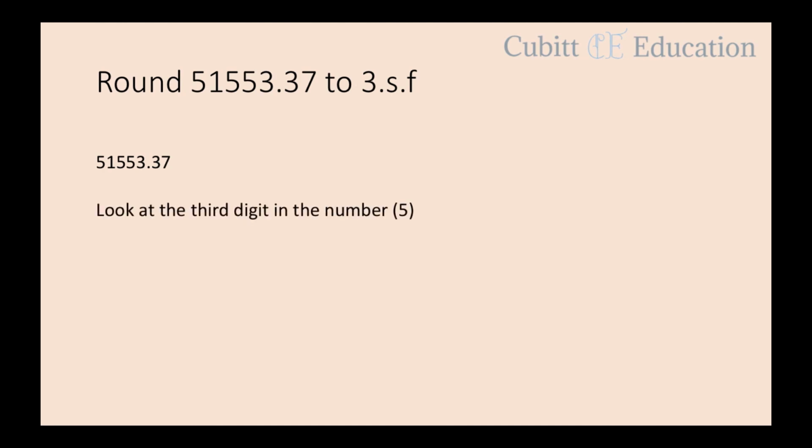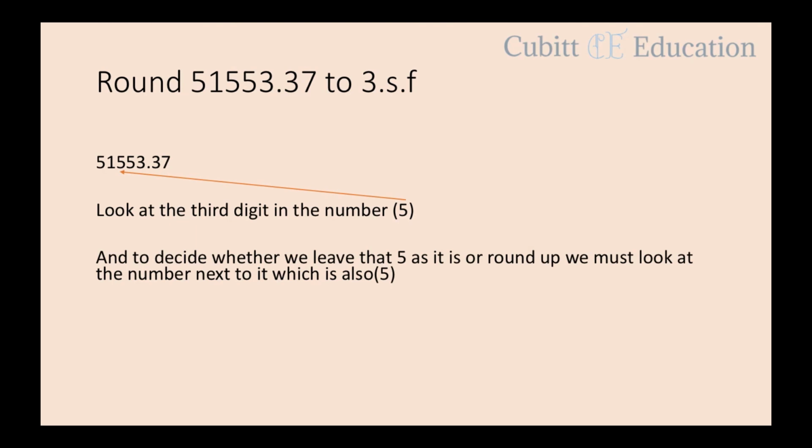Okay, 51,553.37. Again, look at the third digit, which is a 5. Okay, 515. They're the numbers we need to keep, but the third digit might change. To decide whether we leave the 5 as it is or round up, we must look at the number next to it, which is also 5.